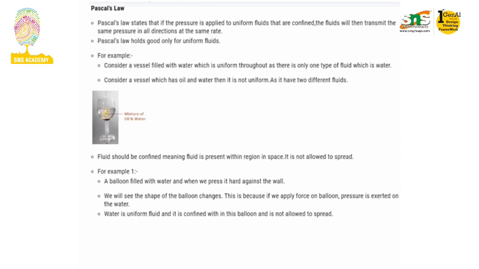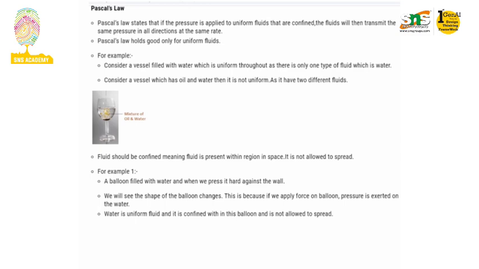For example, let us consider a vessel which is filled with water, which is uniform throughout, as there is one type of fluid, which is water. Okay, so it is completely uniform. Now consider a vessel which has oil and water, that is not uniform, as it has two different liquids, two different fluids. Also, the fluid should be confined, meaning the fluid is present within a region in space. It is not allowed to spread.